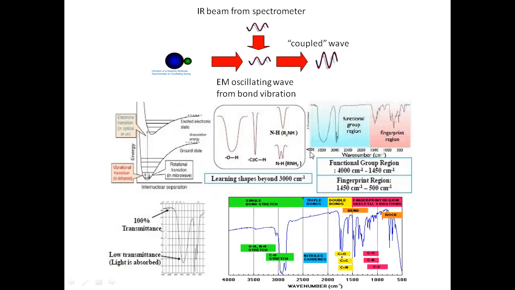We observe that the range from 4000 to 1450 centimeter inverse shows the functional group region, and the region from 1450 to 500 centimeter inverse shows the fingerprint region. And when the transmittance is 100%, that means the molecule is not absorbing anything, there is no peak. And when there is some absorption, a peak is observed, and all the stretches that a functional group faces are shown here in different energy levels.